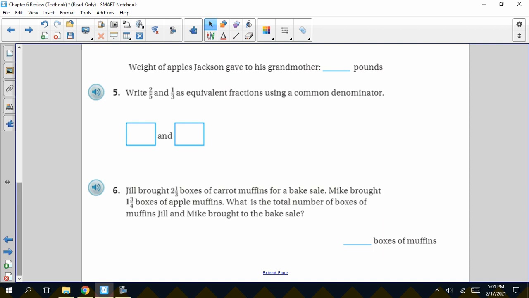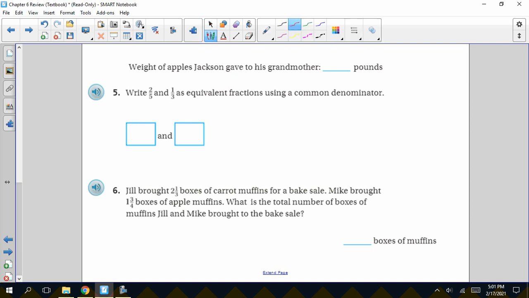All right, as we start here, we're going to start with question number 5. It says, write 2/5 and 1/3 as equivalent fractions using a common denominator. Now, it doesn't say least common denominator, so there are a few options. When you get to your test, there will be only one correct option, so you may have to list a few. Most of the time, it's going to be the least common denominator.